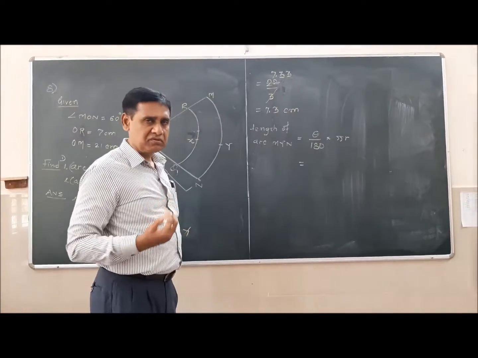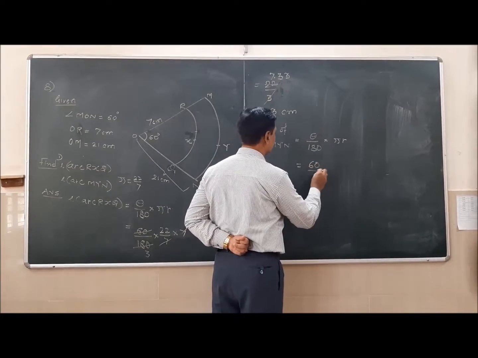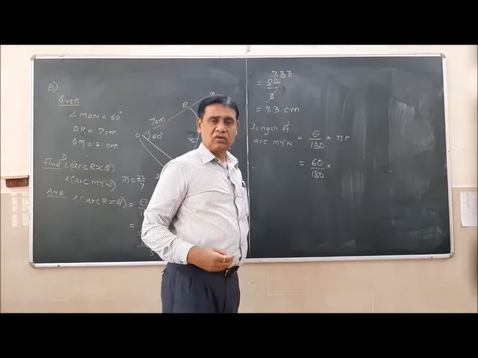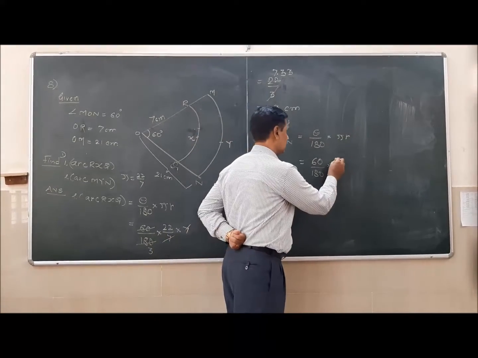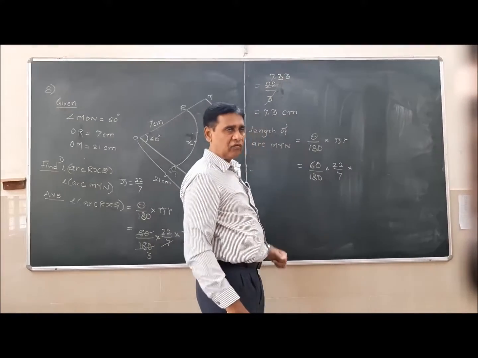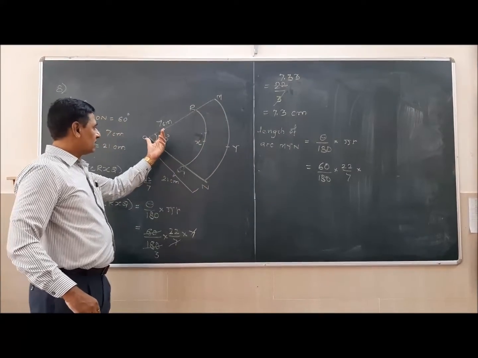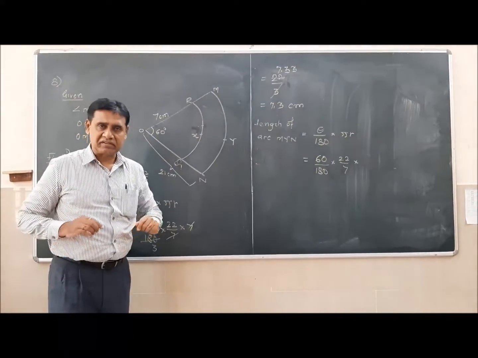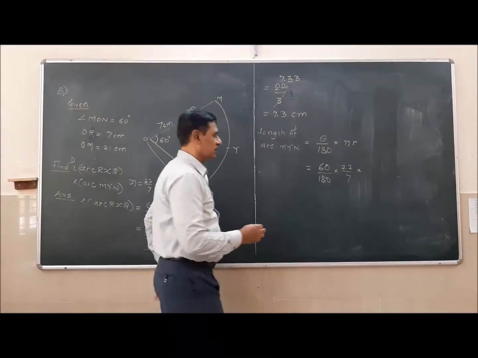Now I am going to substitute the values. Theta is common, the central angle, that is 60 upon 180, into the value of pi, which is already given to us as 22 upon 7. But be careful. In this case, for arc MYN, you can consider the radius as OM or the radius as ON. That is one and the same. So the radius in this case is given as 21. So I write over here 21.